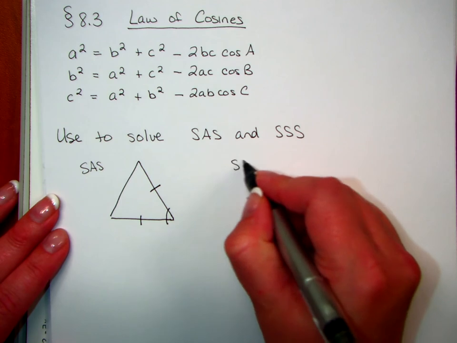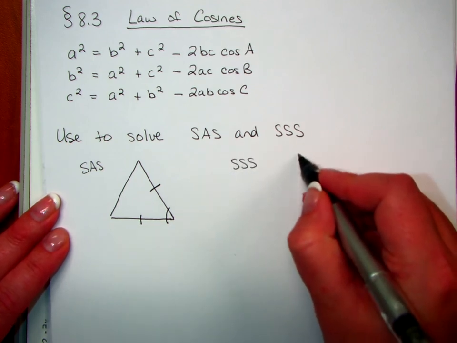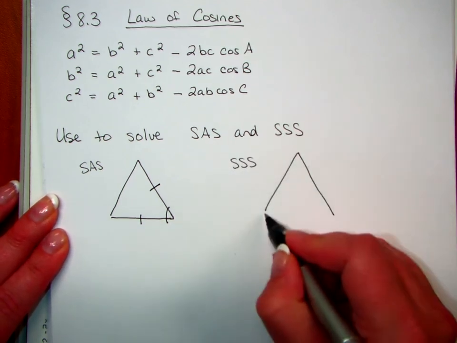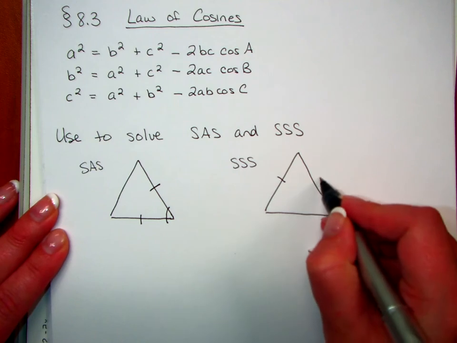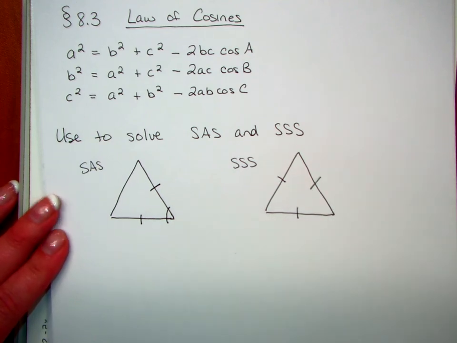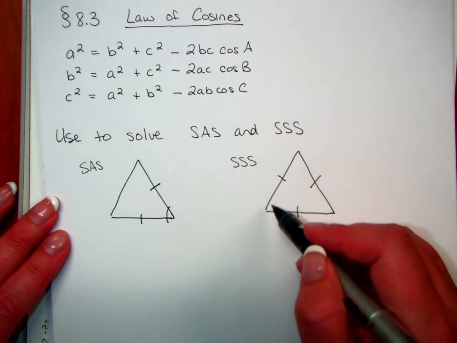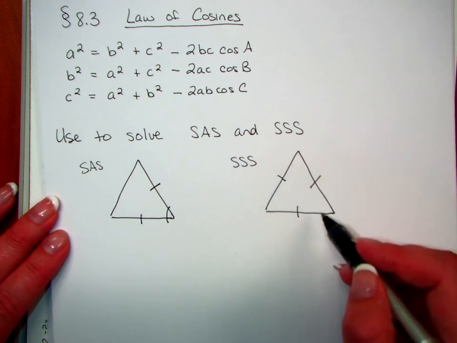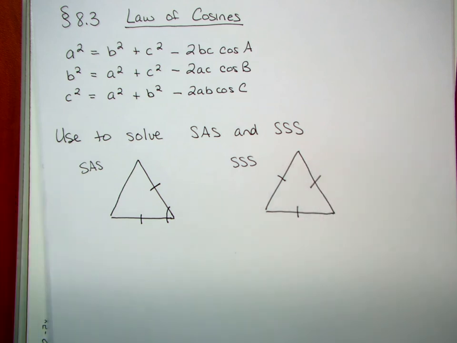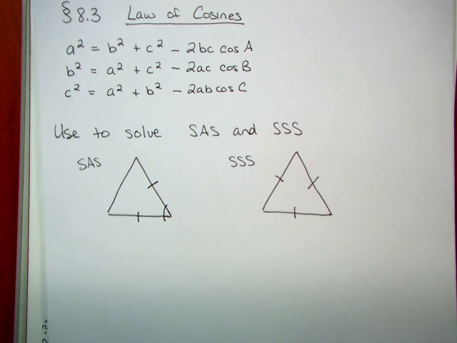Then the other type is side side side. On a side side side, we obviously can't use law of sines either, because we need an angle in order to use law of sines. So let's go ahead and solve a few questions.